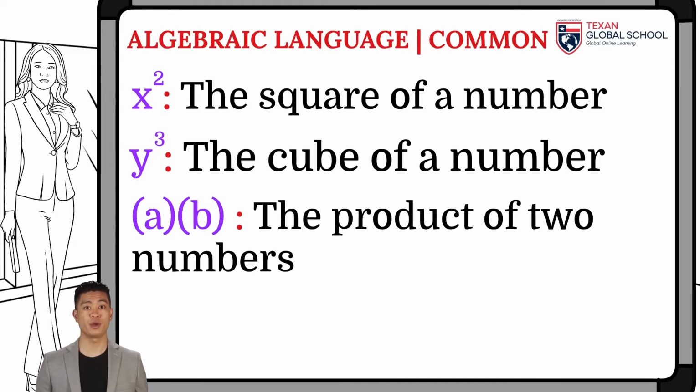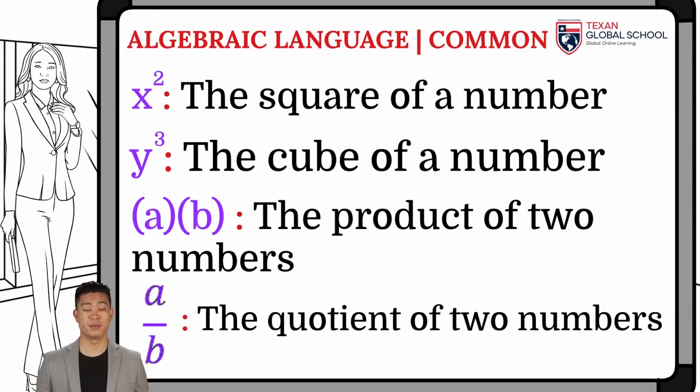The product of two numbers is expressed on the board as a times b. Grouping symbols such as parentheses are very important to clarify the type of operation that needs to be expressed. A divided by b expresses the quotient between two numbers. Remember that since we use variables, these general numbers can represent any value.